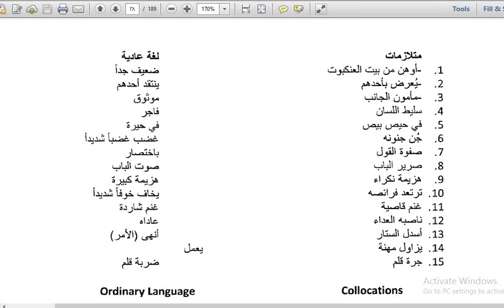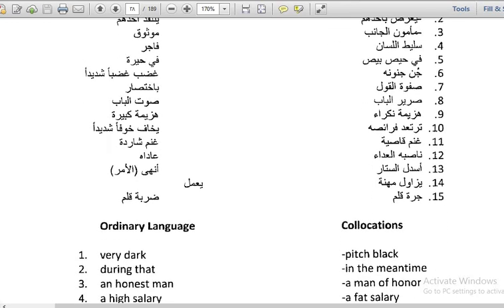يعارض بأحدهم، ينتقد أحدهم. مأمون الجانب، موثوق. سليط اللسان. In the ordinary language it can be translated or rendered into فاجر. جن جنوني، غضب غضبا شديدا, and so on.